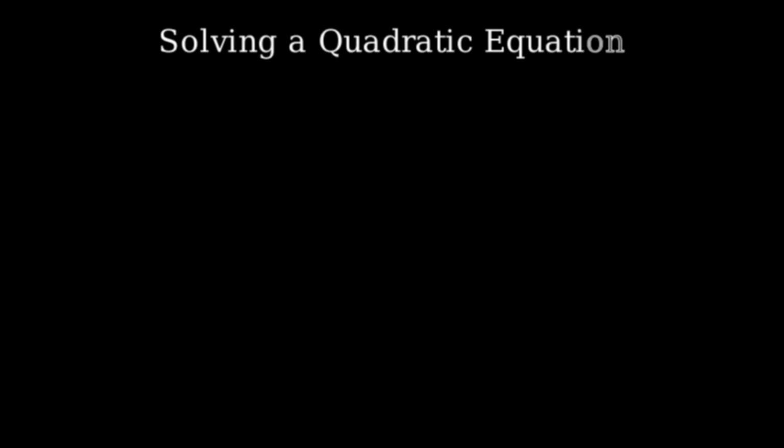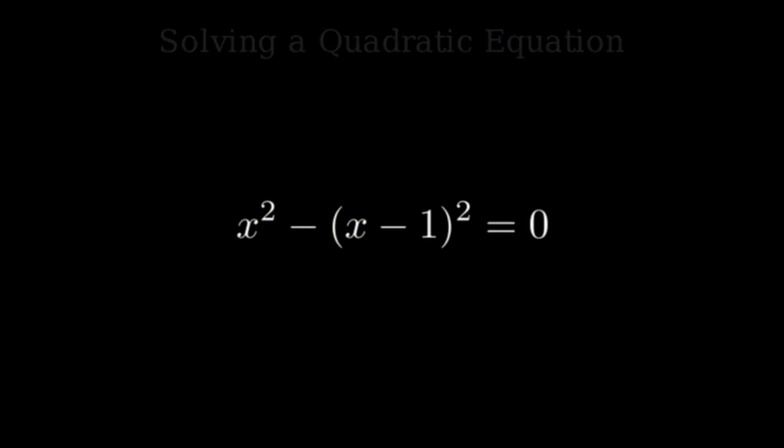Today, we're going to solve a specific type of quadratic equation. We'll explore how expanding a squared binomial can help us find the solution. Here's our equation. X squared minus the quantity x minus 1 squared equals 0. Notice that this equation contains a binomial expression raised to a power. To solve this equation efficiently, we need to first expand the squared binomial term rather than trying to factor immediately.